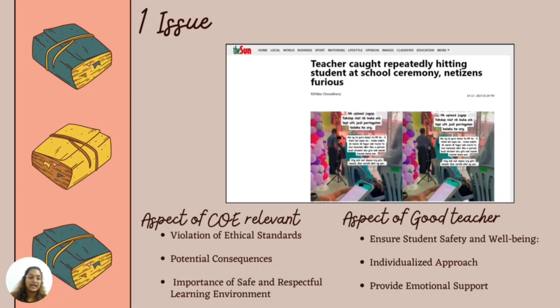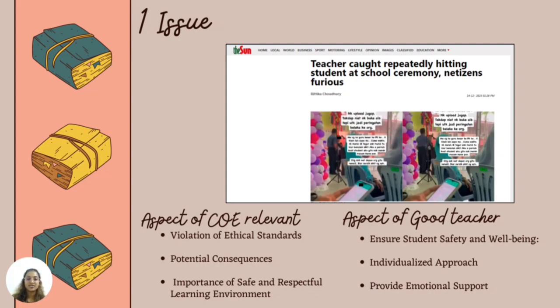In the previous slide, I just explained the good and bad attributes of teachers. Now in this slide, I'm going to show one scenario, one issue that happened in Malaysian schools, which is that a teacher was caught repeatedly hitting the students at a school ceremony. The issue is basically about the student not standing properly in the school ceremony.